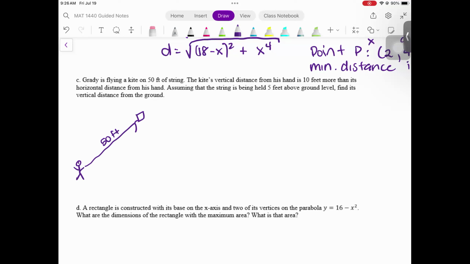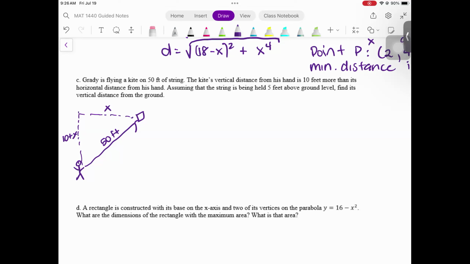The vertical distance from the hand to the kite, we're setting up a right triangle here. That length there is 10 more than its horizontal distance. So if I set up the horizontal distance, making the third leg of the triangle, we're going to call that x. That means the height is 10 plus x.